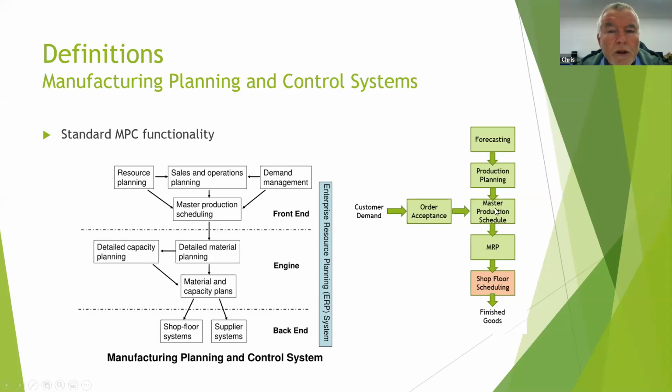And the problem that you have in both of these models is that there are many companies where there is no master production schedule. So a make to order company, for example, doesn't know what to schedule until they get an order.